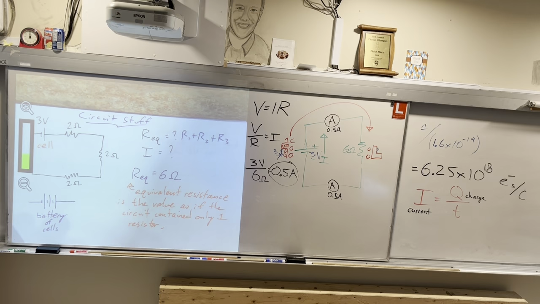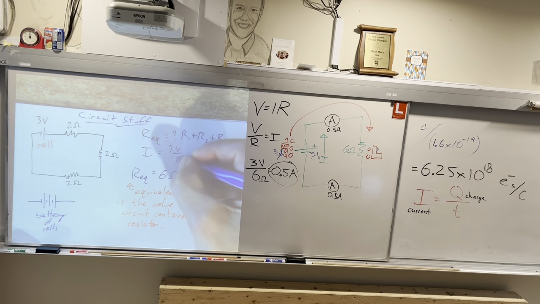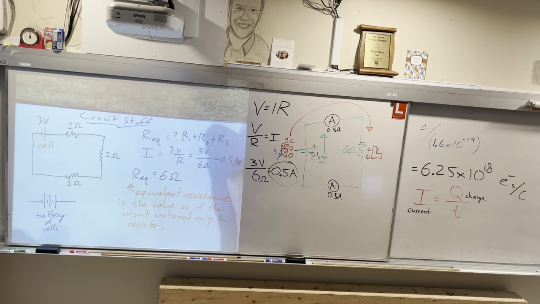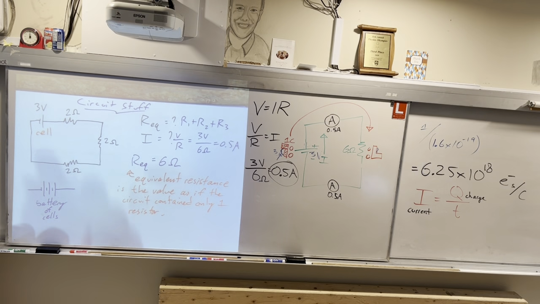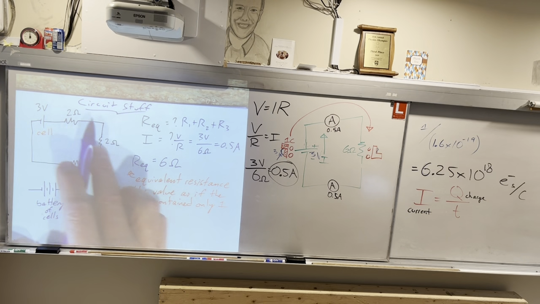Okay. So in this case, just to reiterate, the I would be V over R, which would equal 3 volts over 6 ohms, which again would equal 0.5 amps. And in this circuit, you could still put your ammeter anywhere on this circuit and you would still have 0.5 amp of current. Okay.